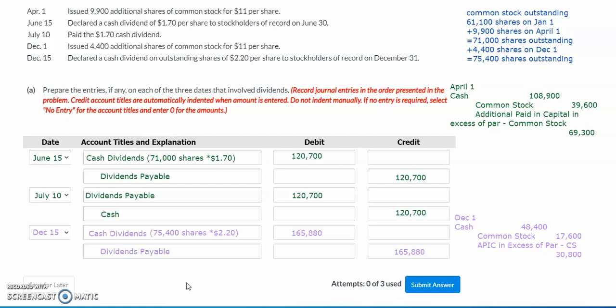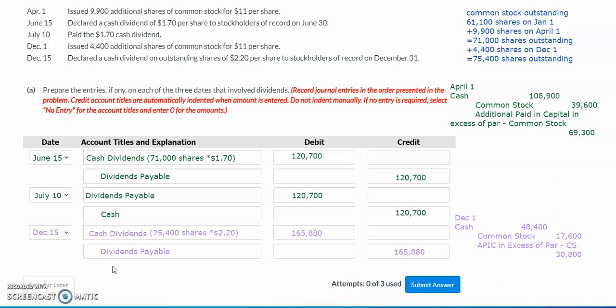For dividends, there are 3 dates that you want to be aware of. There is the declaration date. So the declaration date is the date that you're going to be recording the cash dividends and the dividends payable, because that's the date where the company has declared the dividend and they have made a promise to pay the dividend to the shareholders.